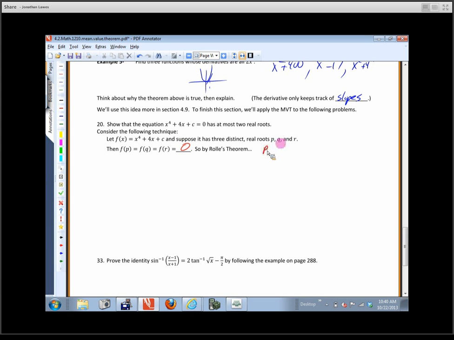Between p and q, okay, we're going to call it an x1. So there's got to be a point between p and q where the derivative would equal 0. Since all of these are equal to 0, the average rate of change between there would be equal to 0. So there's got to be a point between the 2 of those where the derivative equals 0.